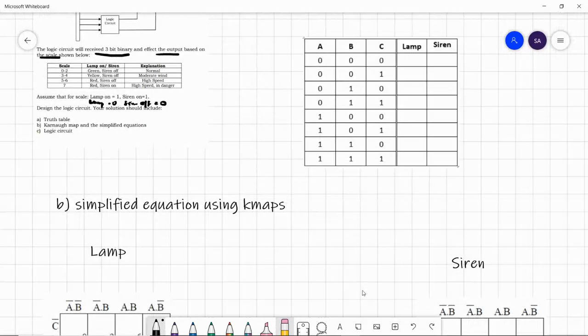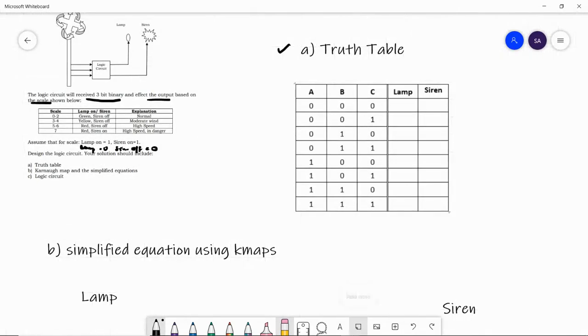Alright. So now the important thing is the truth table. Because if your truth table is wrong, then your K-map will be wrong and your circuit will also be wrong. So the first is the truth table. We need to scale it from 0. So we make the inputs. They have 3 inputs. It says 3 bits of binary, so there are 3 inputs. So it will be scaled 0, 1, 2, 3, 4, 5, 6, 7.